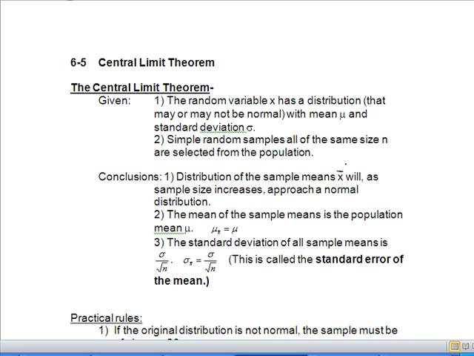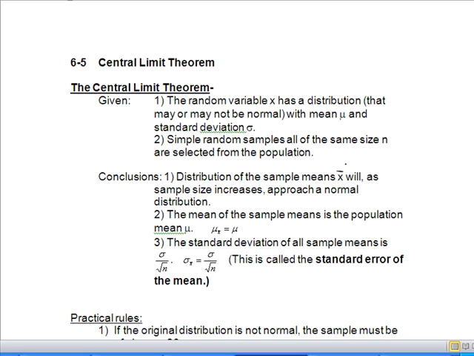Number 3, the standard deviation of all sample means is sigma divided by the square root of n. Sigma sub x bar is equal to sigma over the square root of n. And this is called the standard error of the mean. So a new term for us.